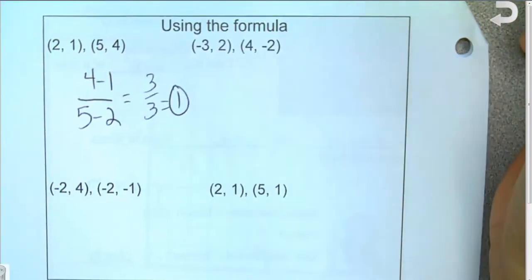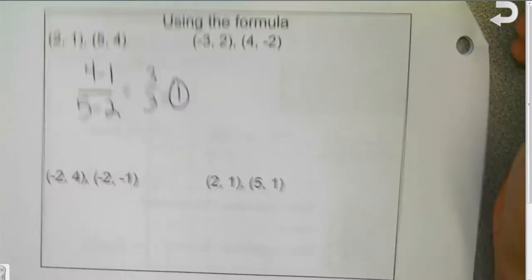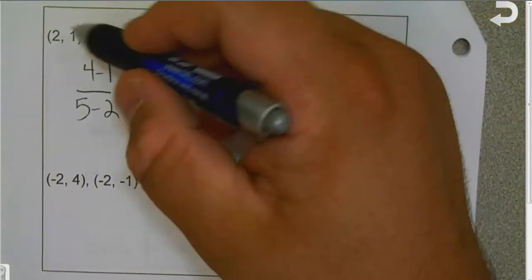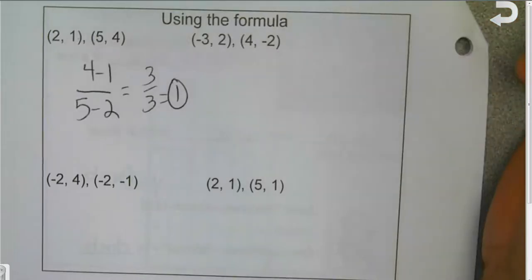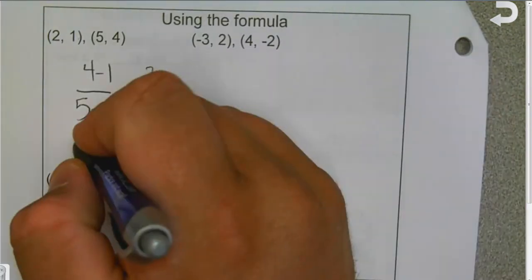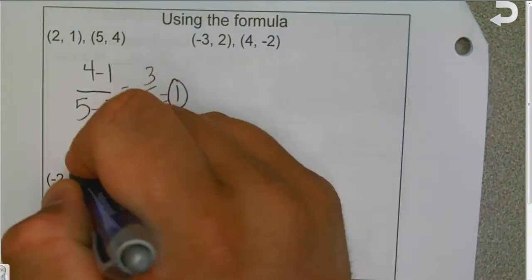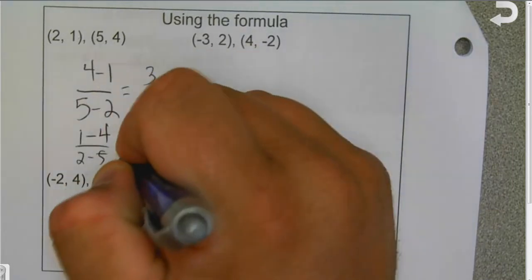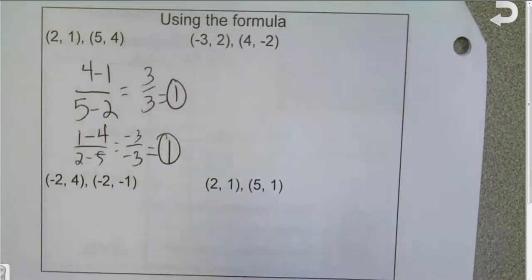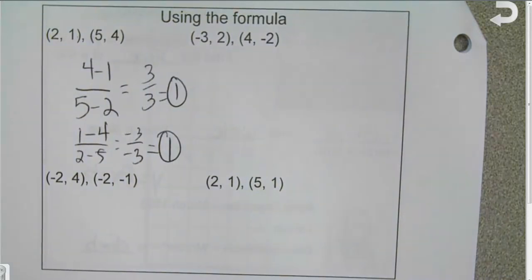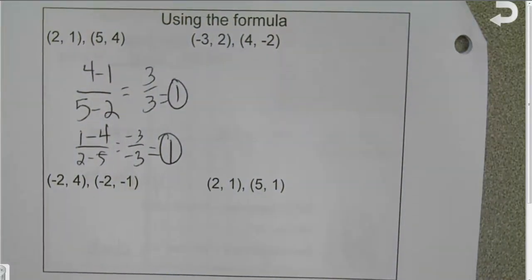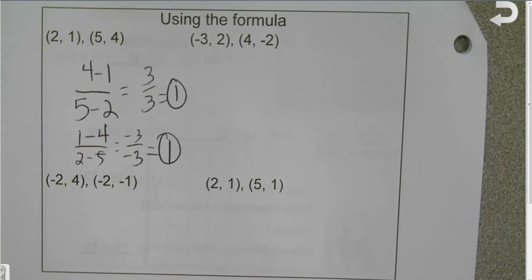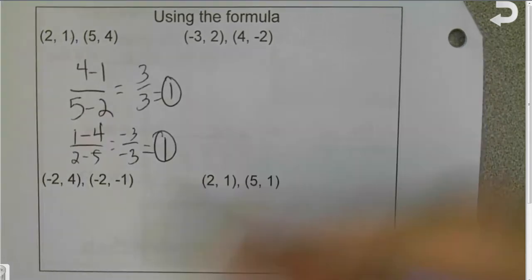Now, the question I always get is, Mr. Simmons, does it matter which order I go in? Like, you notice I did 4 minus 1 and then 5 minus 2, and my answer is always no. Because if I were to do 1 minus 4 and 2 minus 5, I would get negative 3 over negative 3, and that's also equal to 1. And so it doesn't matter which way you go as long as you go the same way both times. Alright.